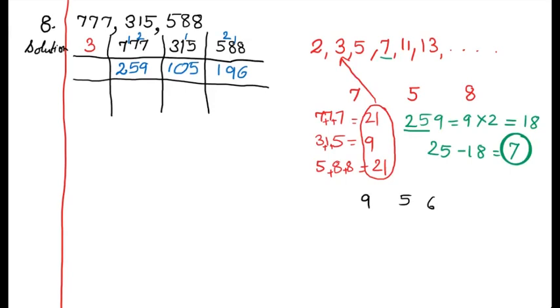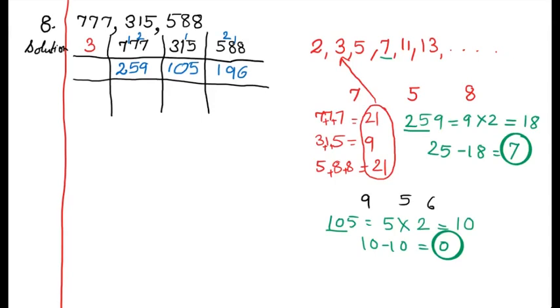Now, the next number, what is the next number? 105. Last digit is 5, means units place. Multiply by 2. 5 2s are 10. Remaining digit is 10. 10 minus 10, 0. Is 0 divisible by 7? Yes, 7 zeros are 0. So 105 is also divisible by 7.